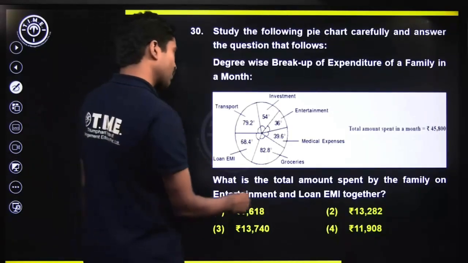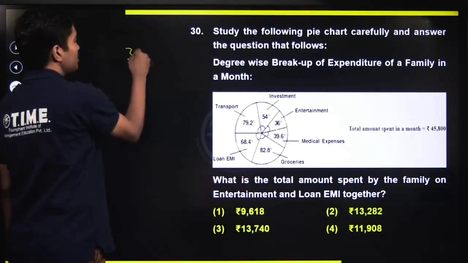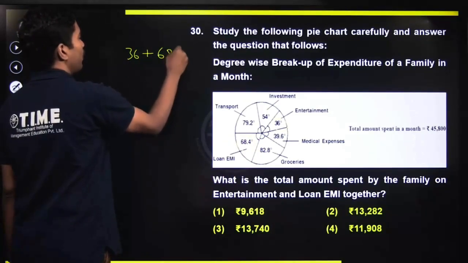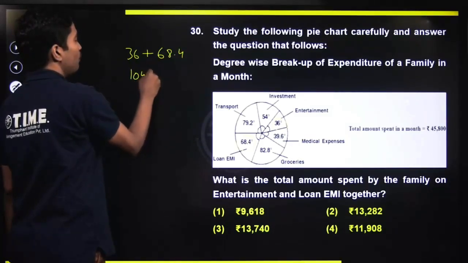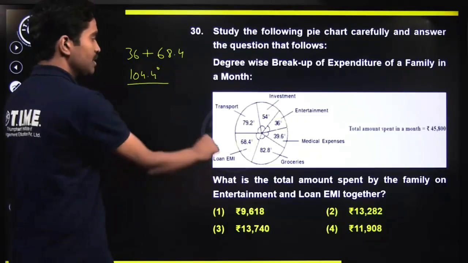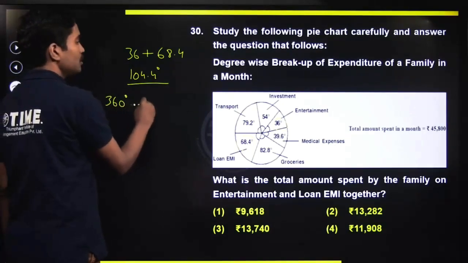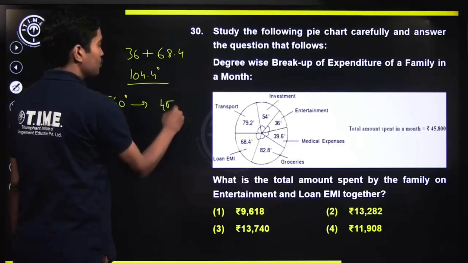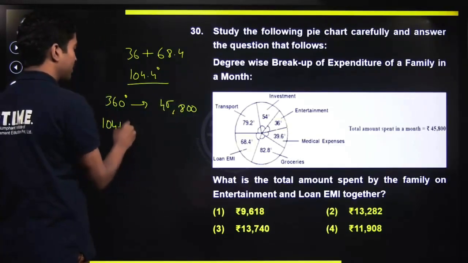Okay, entertainment would be this one and loan EMI would be this one. What is that? 36 degrees plus 68.4 degrees. What is the total? 104.4 degrees. Correct. Now the question is, how much is this? See, the entire pie chart is 360 degrees. 360 degrees represents 45,800, right? How much would 104.4 degrees represent?